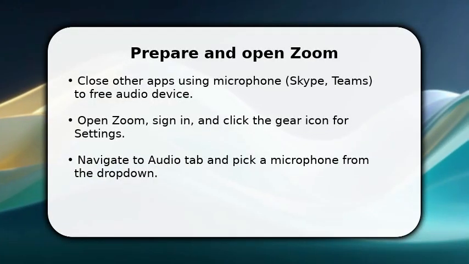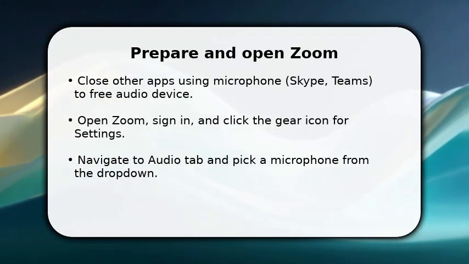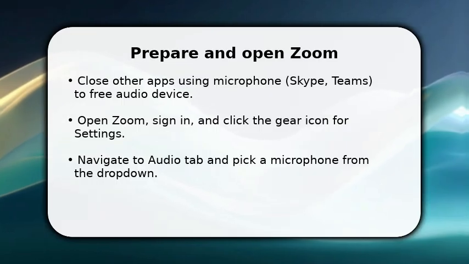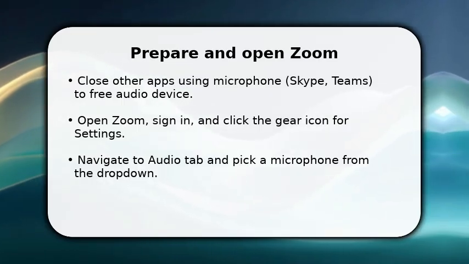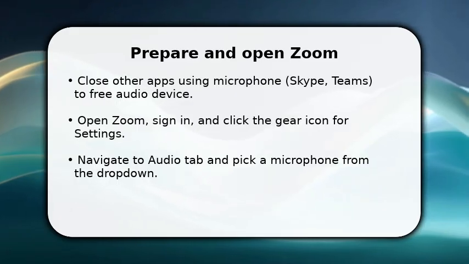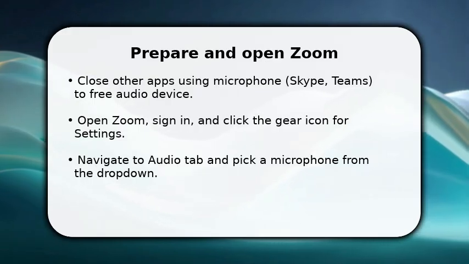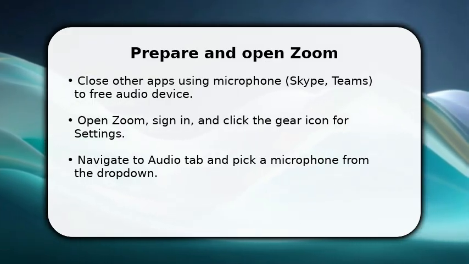You start by freeing the mic. Close apps that may hold the device. Once done, open Zoom and click Settings, the gear icon. In audio, choose the microphone from the drop-down. Zoom lists available inputs, so you can pick the one labeled with your headset or built-in mic. Make sure to click Test Mic to see input levels.